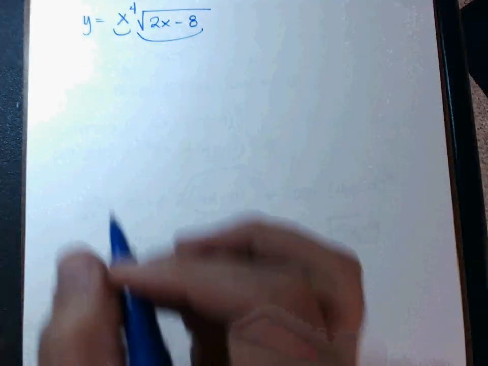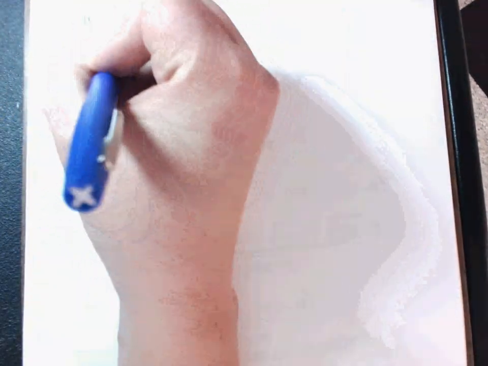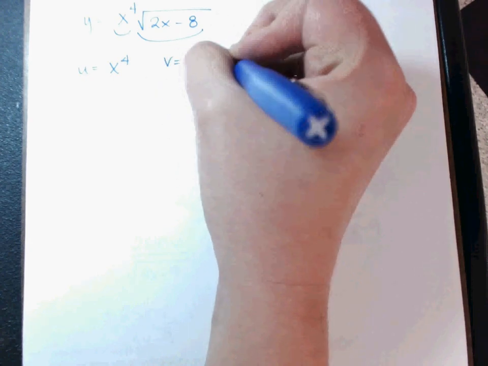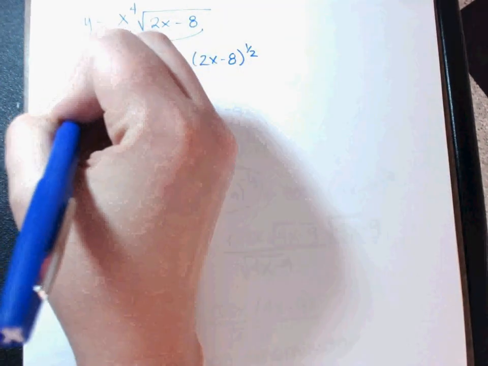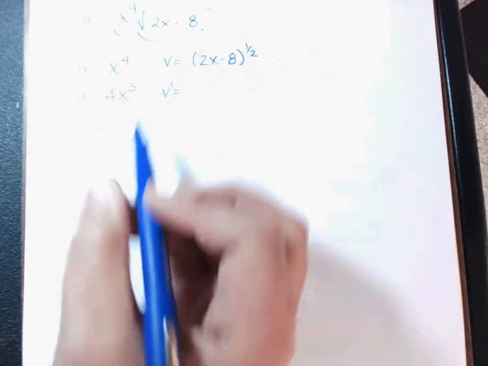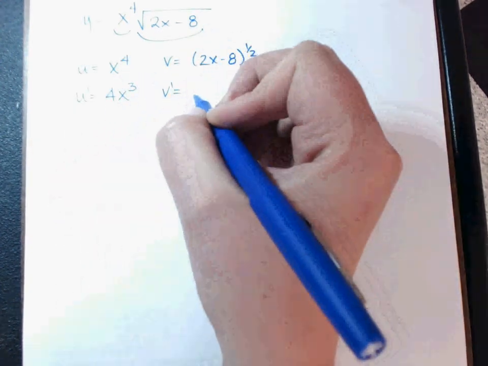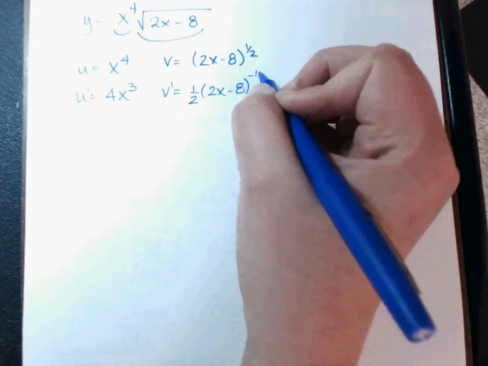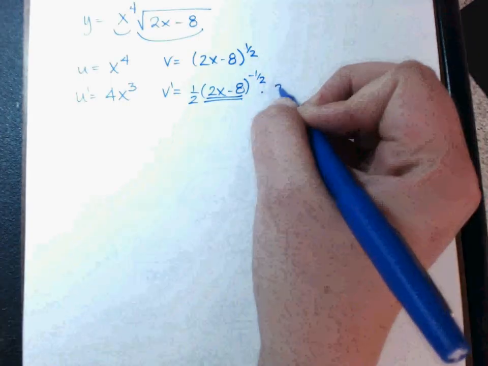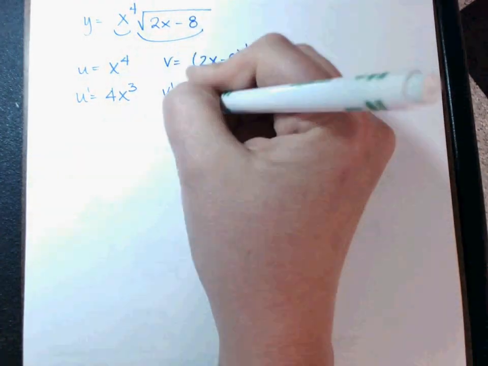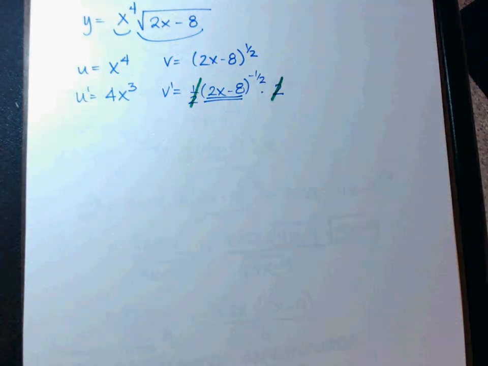Pause the video here, go ahead and give it a shot on your own if you want to. My u is x to the 4th. My v is 2x minus 8 to the 1/2. So my u prime would be 4x to the 3. This would be 1/2, 2x minus 8 to the negative 1/2, then the derivative of the middle is times 2. But then remember, if that's a 1/2 and a 2, those are just going to cross out. 1/2 of 2 is 1.